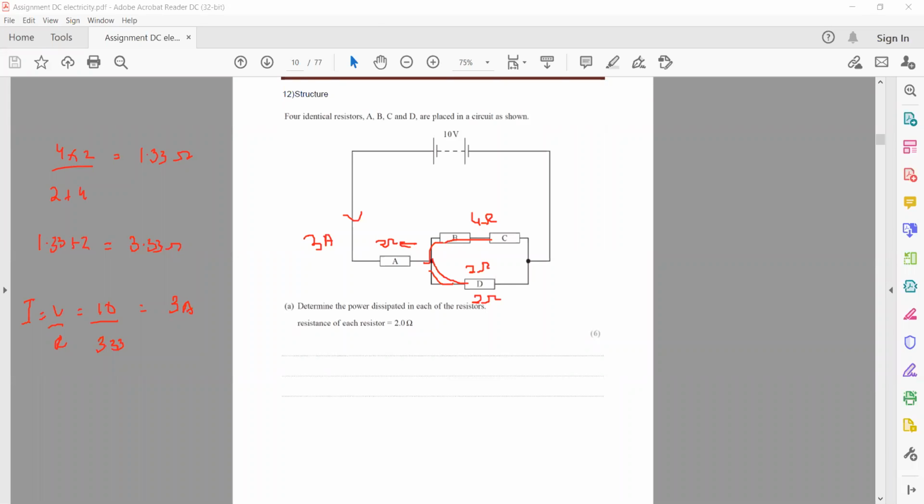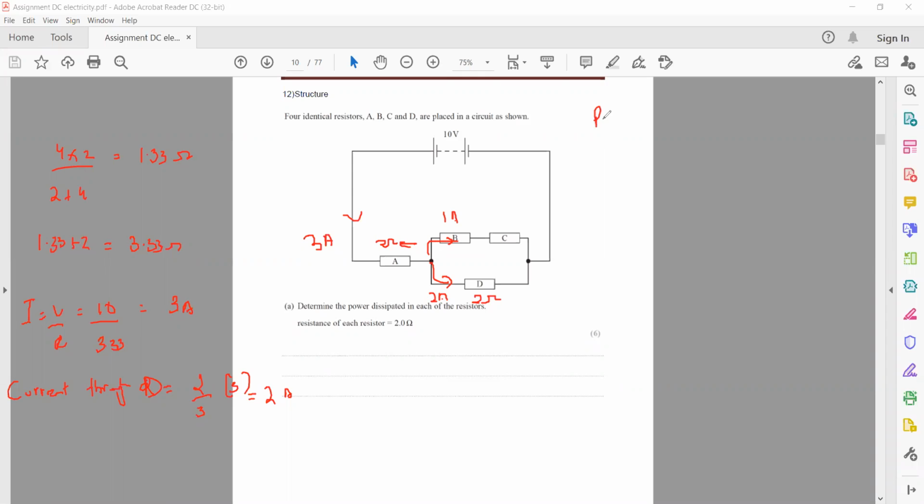So the current through D will be equal to 2 by 3 of 3 amperes, which is equal to 2 amps. So if 2 amp is passing through this one, the remaining 1 ampere will pass through the other branch. And then we'll find the power for each.